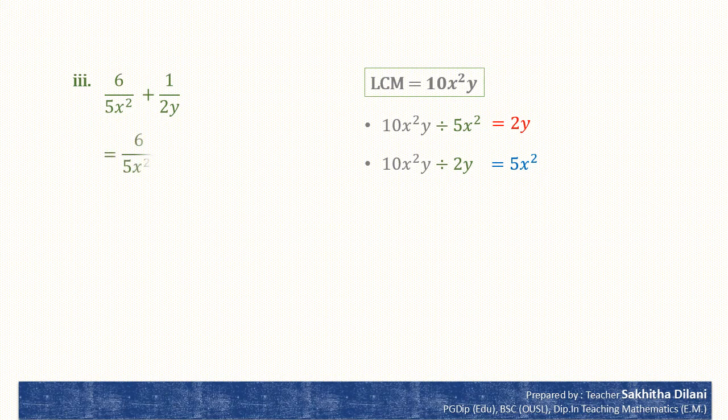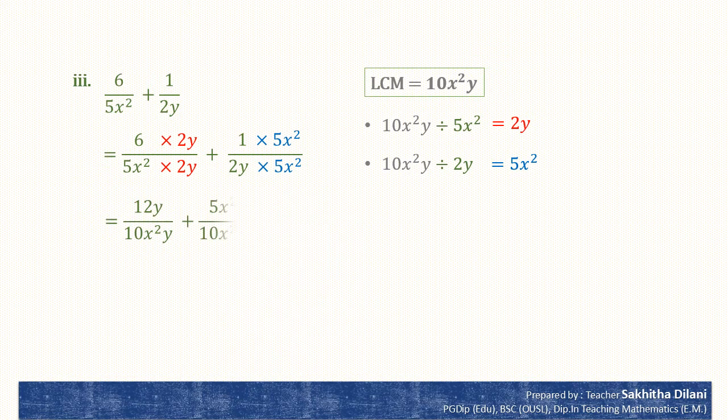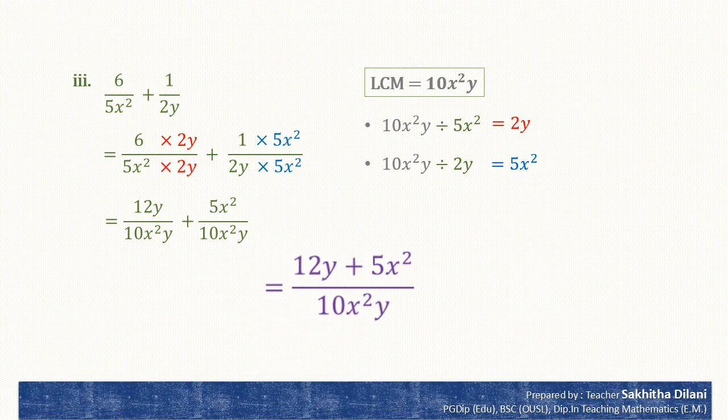So, the first fraction is multiplied by 2y and the second fraction is multiplied by 5x squared. After multiplying, 12y over 10x squared y plus 5x squared over 10x squared y. Now the denominators are equal. So you can simplify the numerators. 12y plus 5x squared. The final answer is 12y plus 5x squared over 10x squared y. You can't simplify this further because there are no like terms.